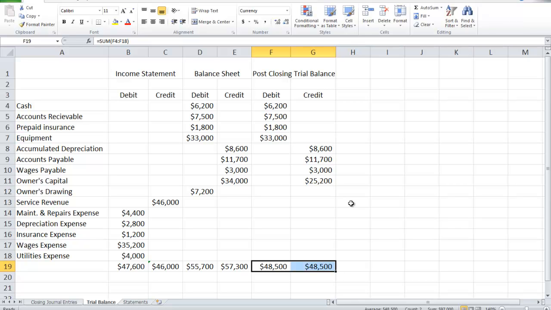So again, the post-closing trial balance only includes permanent accounts, which are balance sheet accounts: assets, liabilities, and owner's equity. Okay, and so that concludes the problem for 4-3A.